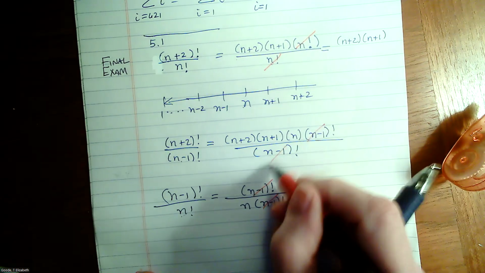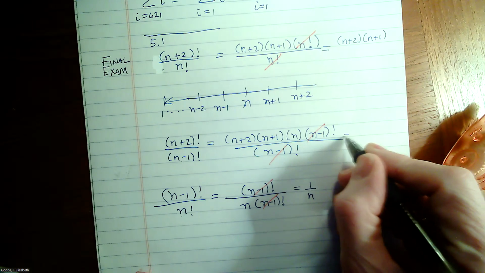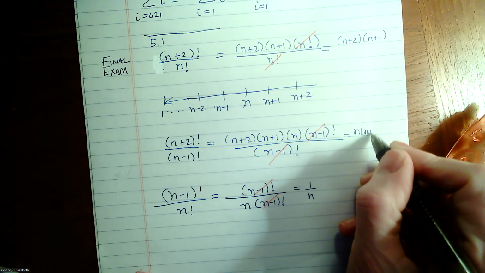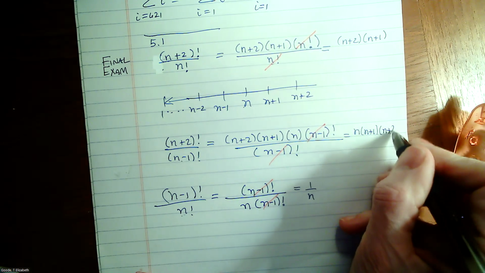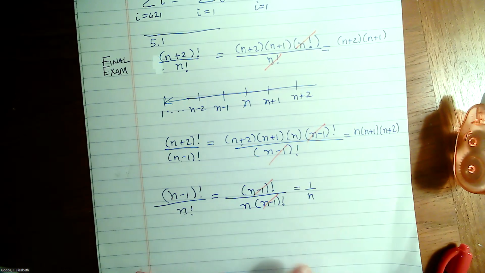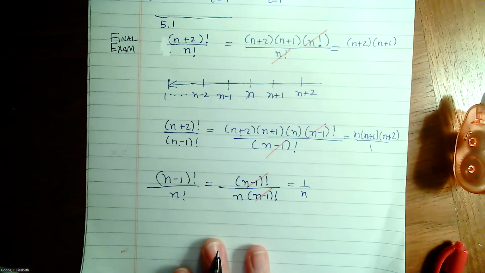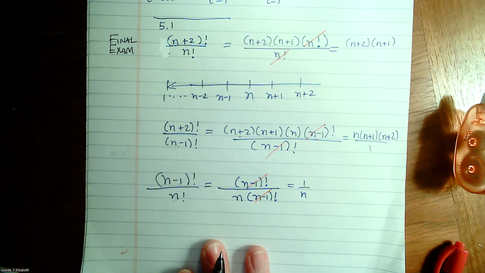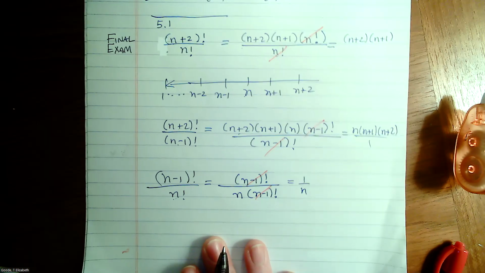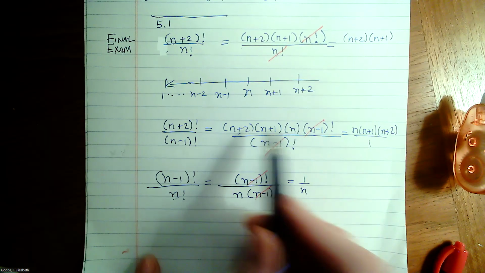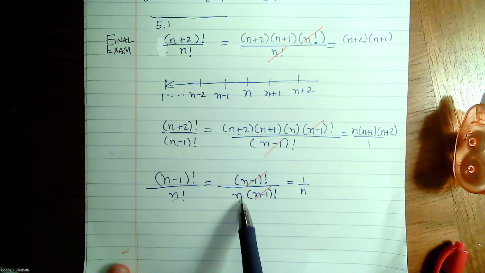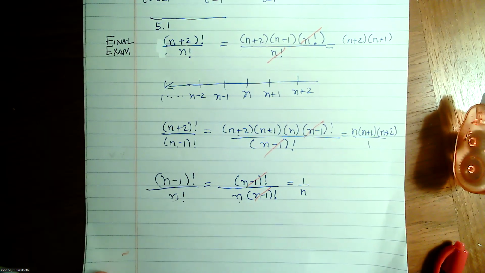And this one is n times n plus 1 times n plus 2. I'll just rearrange these three factors and put them in that order. Just expand the bigger one until you see the smaller one factorialized, and then you can cancel the factorial, and whatever's left over is the answer, whether it's on the top or on the bottom.